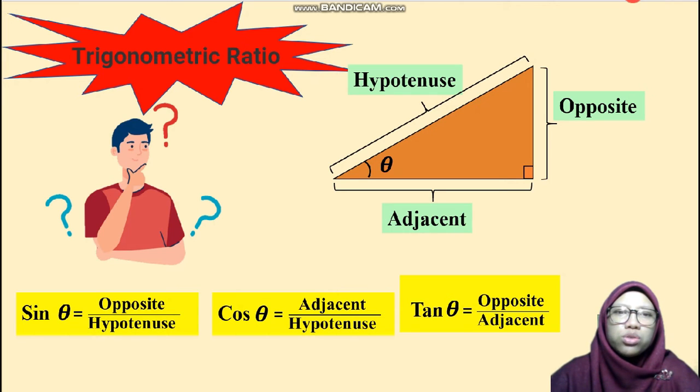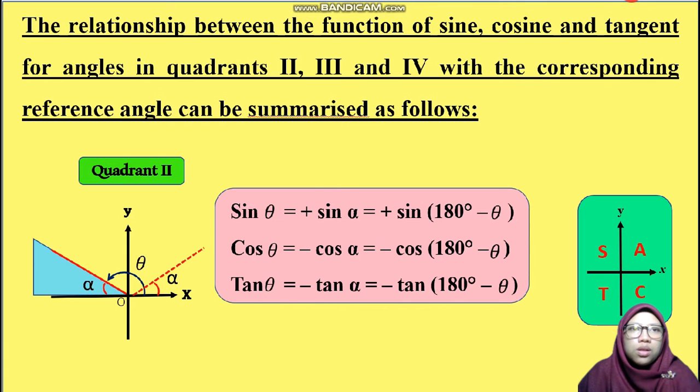Do you still remember the trigonometric ratio? Trigonometric ratio is the formula for sine, cosine and tangent for acute angle. The formula for sine is opposite over hypotenuse, cosine adjacent over hypotenuse, and tangent opposite over adjacent. The relationship between the function of sine, cosine and tangent for angle in quadrant 2, quadrant 3 and quadrant 4 with the corresponding reference angle can be summarized as follows.